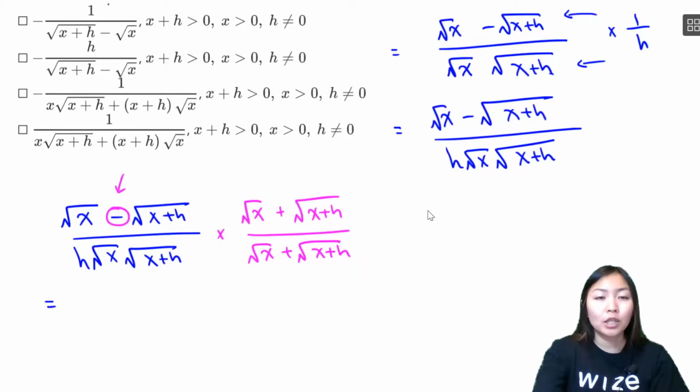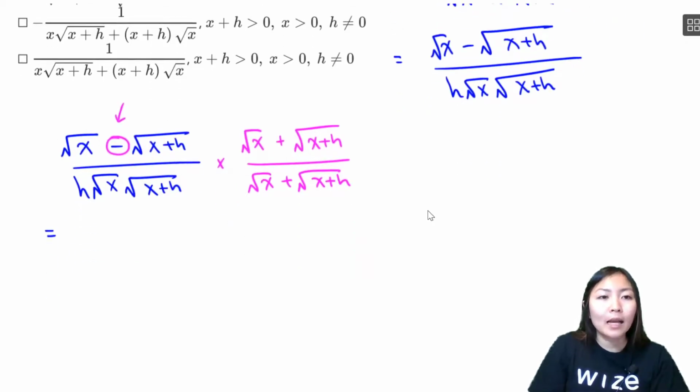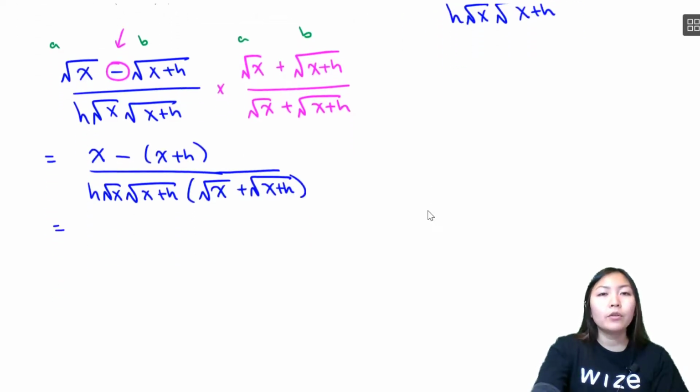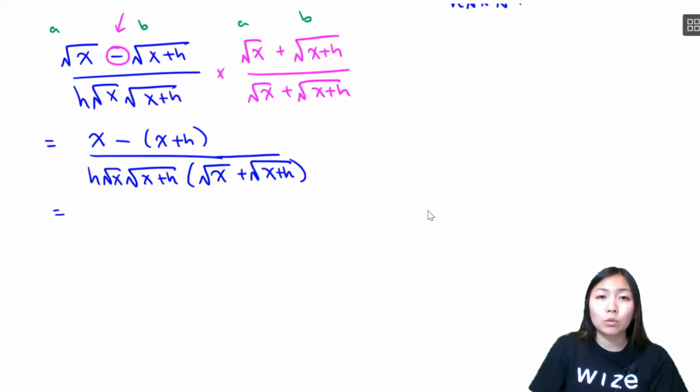Okay, let's do some crunching here. In the numerator, I get an a minus b times an a plus b, so that gives me a squared minus b squared, divided by this whole thing. Don't try to expand it because a lot of times, remember, things are going to cancel. So just leave it like this for now. Okay, let's simplify. In the numerator, I have x minus x, which goes away, and then a minus h. Don't forget that negative sign.